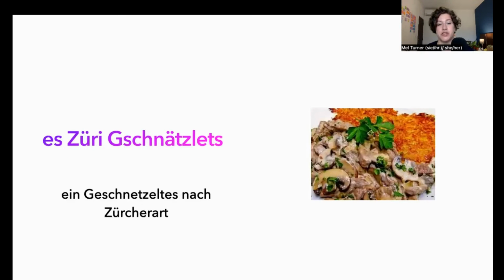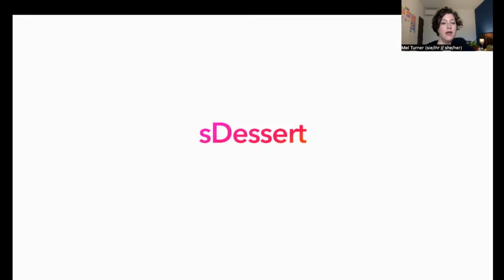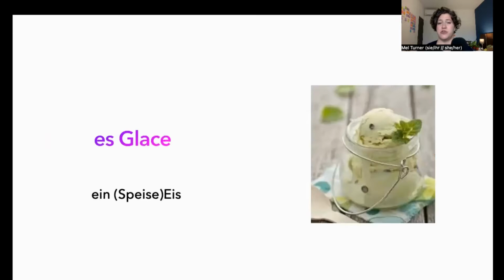Dann haben wir Zürich-Schnetzlets. Zürich-Schnetzlets, geschnetzeltes nach Zürcher Art. Those are bigger pieces of liver sometimes, and sometimes of beef, in a Rahmsoße, Pilz-Rahmsoße, mushroom cream sauce, and very classically comes with Rösti. Well, that's that. I hope you're hungry now. And we go to the desserts.